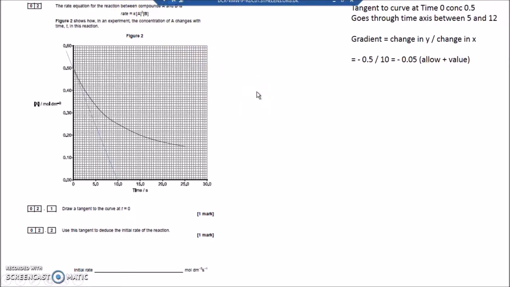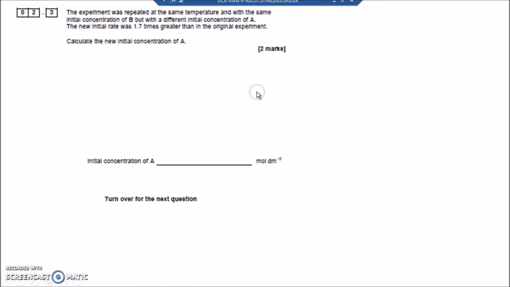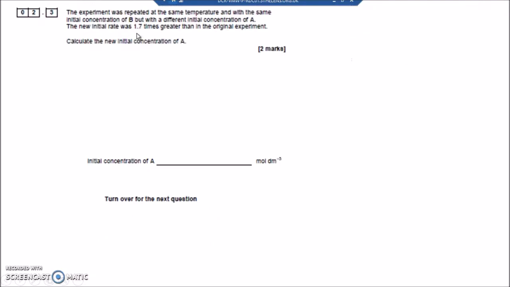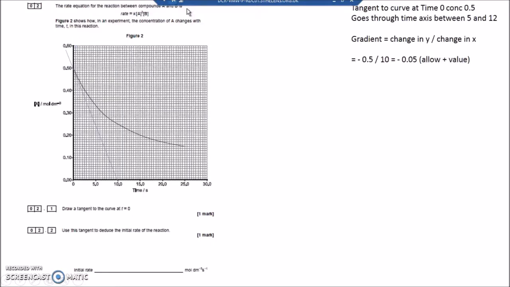Let's have a look at the second part of the question. The experiment was repeated at the same temperature with the same initial concentration of B. What that means is, if it's at the same temperature, the rate constant K doesn't change. Only changing temperature can change the rate constant. Nothing else can change the rate constant, only temperature. So if the temperature stayed the same, the rate constant K has stayed the same.